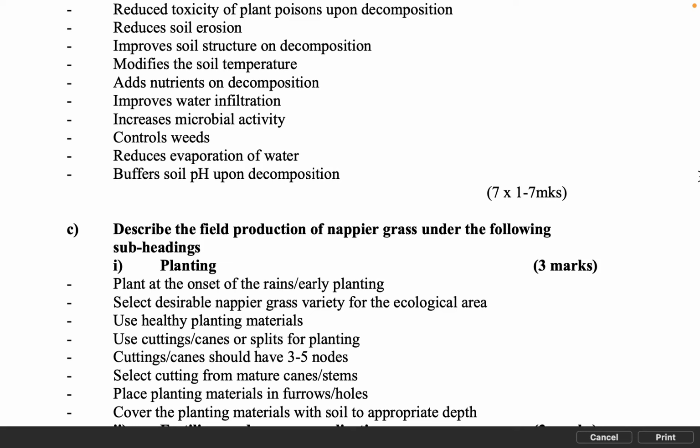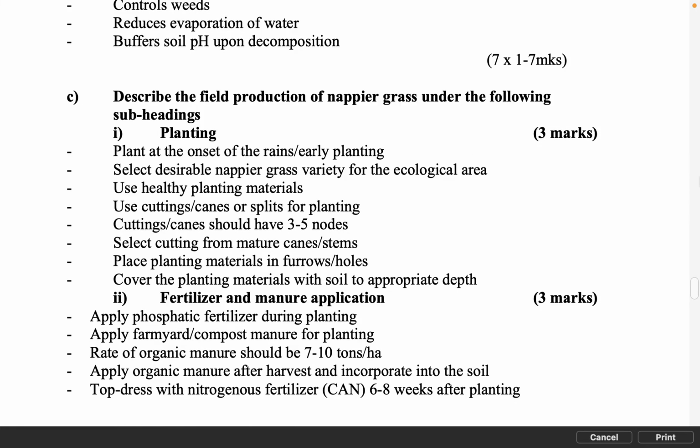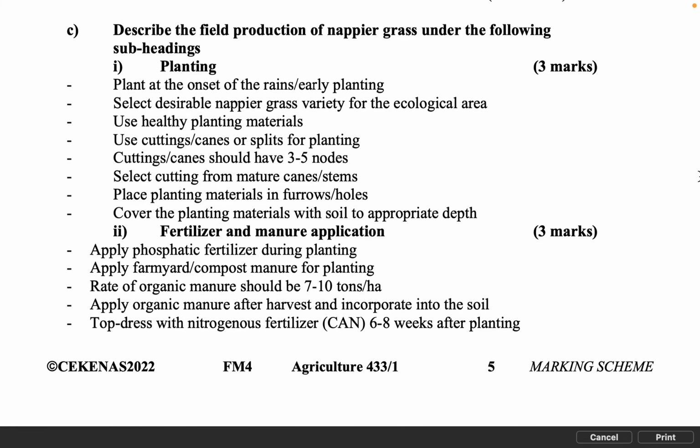C. Describe the field production of Napier grass under the following subheadings. I. Planting. 3 marks. Plant at the onset of the rains. Early planting. Select desirable Napier grass variety for the ecological area. Use healthy planting materials. Use cuttings, canes, or splits for planting. Cuttings, canes should have 3 to 5 nodes. Select cuttings from mature cane stems.